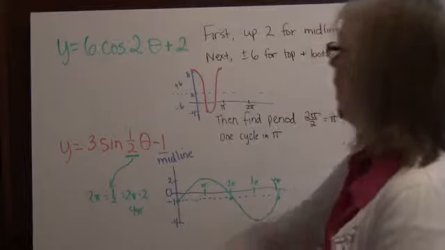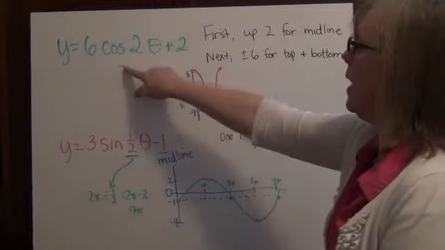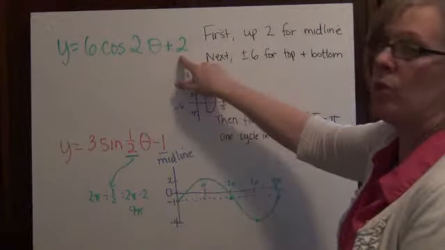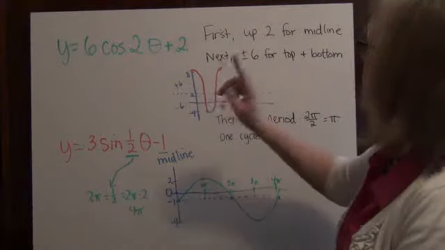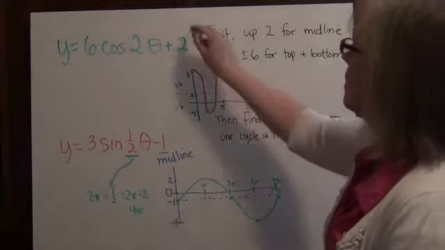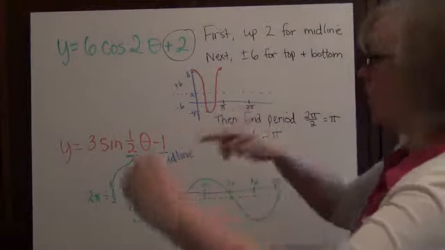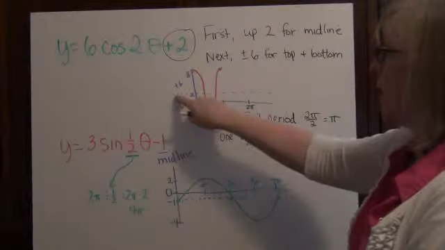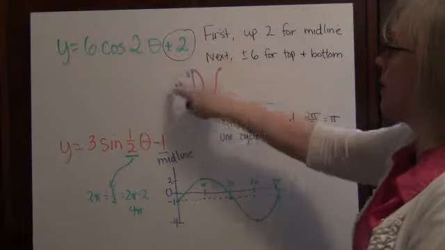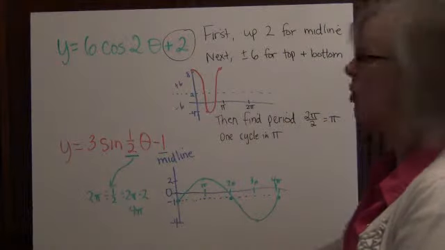Okay, well now we're going to try to graph one. Here we have 6 cosine 2 theta plus 2. What I usually do first is I look at the midline. So instead of making my graph go across at 0, I make a little dotted line here at 2, because this tells me that now the middle of my graph is 2.